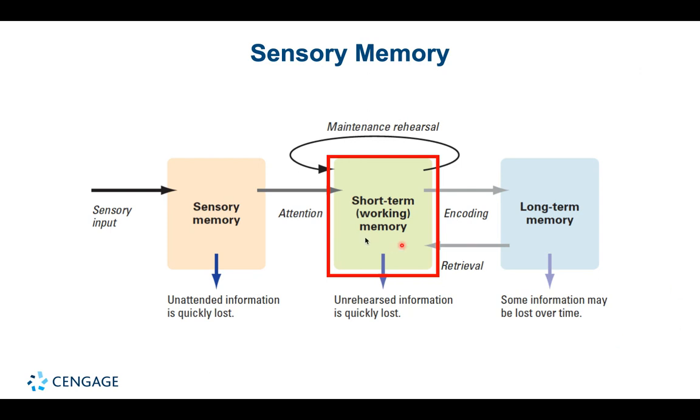The stuff that doesn't decay is information that we have applied attention to, and we have shifted and moved into short-term memory, what we will later in this chapter come to call working memory. So sensory memory is our 1 second Polaroid snapshot where anything that is unattended is quickly lost, and anything that is attended to moves into short-term memory or moves into your conscious mind.